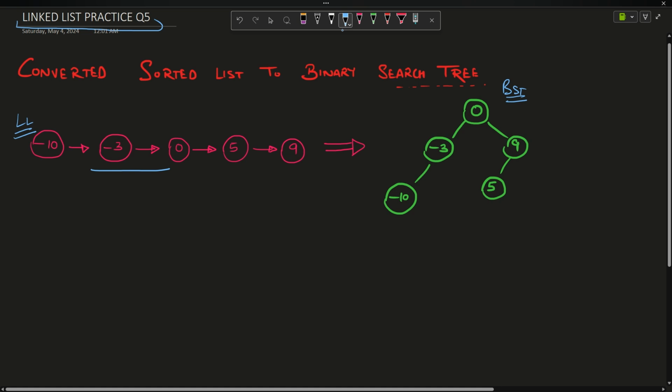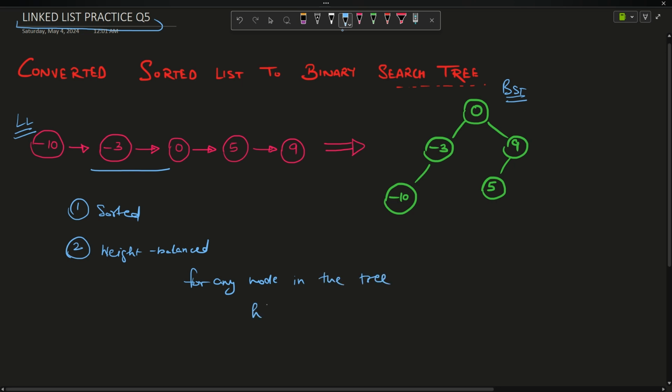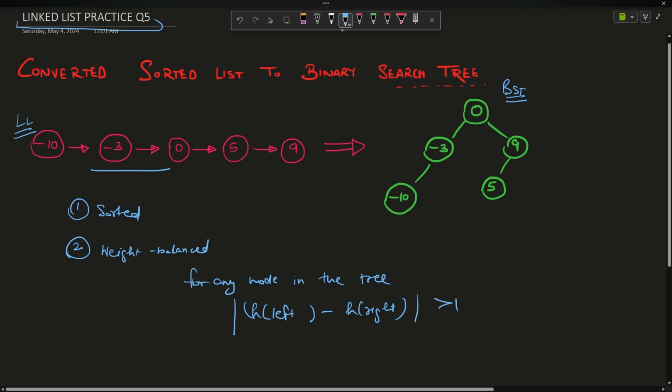Now, few points to remember. First point, the linked list given to us is sorted. And the second point, the tree which I want from you should actually be height balanced. Now, what do I mean by height balanced? That for any node in the tree, height of left subtree minus height of right subtree, the absolute value of this should not be greater than 1.